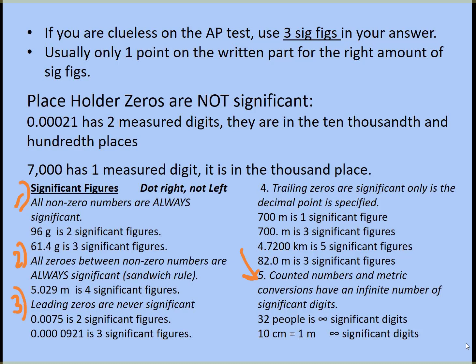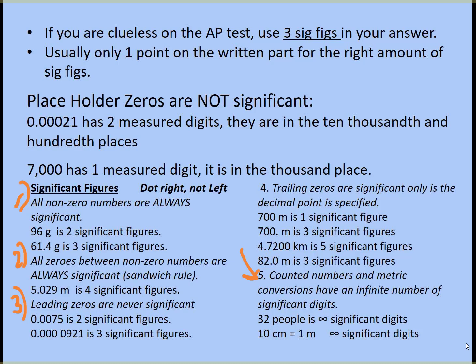So rule number 5, counted numbers and metric conversions have an infinite number of sig figs. So that means if you're counting something, then because you're not estimating a digit, there's an infinite number of sig figs. So if I counted the number of people in the classroom and I got 32, I'm not going to estimate a portion of a person. So those counting numbers have an infinite number of sig figs.